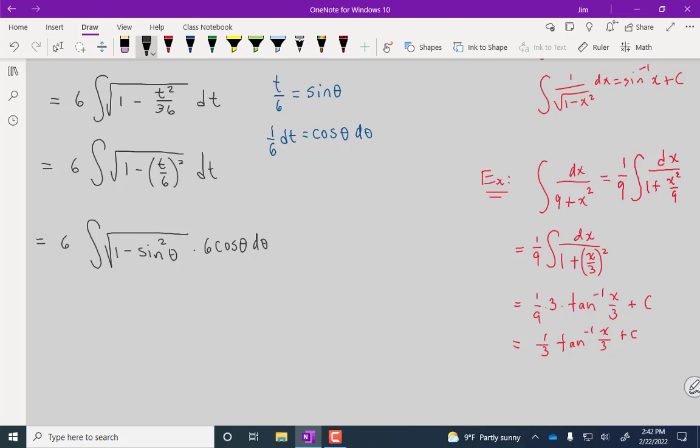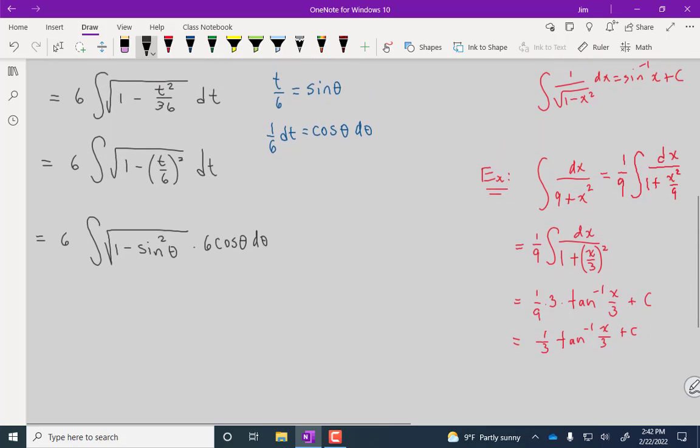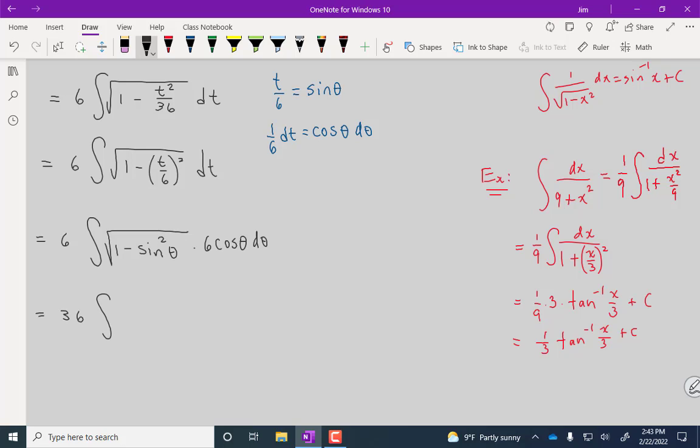Thank you. So sine, secant, or tangent, we're choosing sine because 1 minus sine squared is an identity. 1 minus secant squared is not an identity. 1 minus tangent squared is not an identity. So this is the one we're targeting. So 6 comes out, we get the 36, and this turns into the square root of cosine squared.